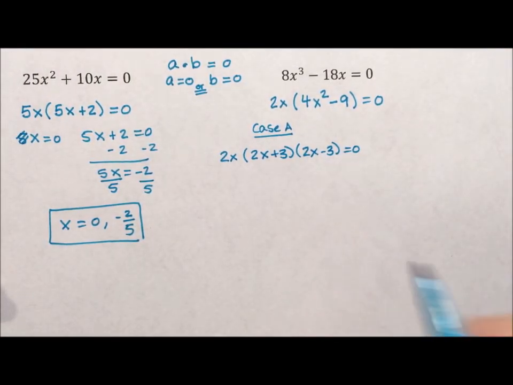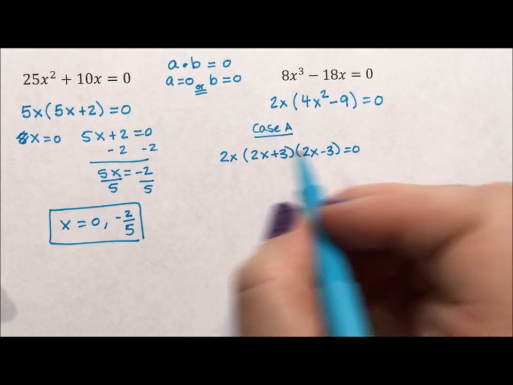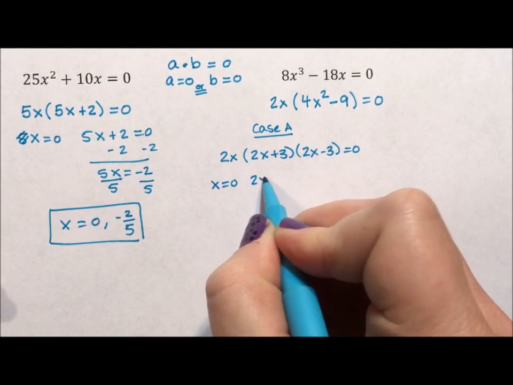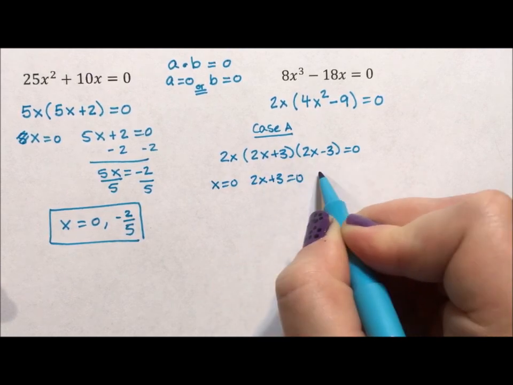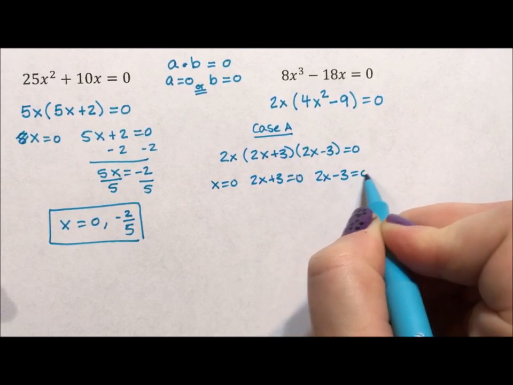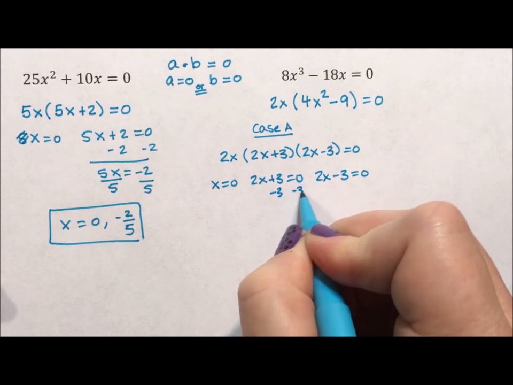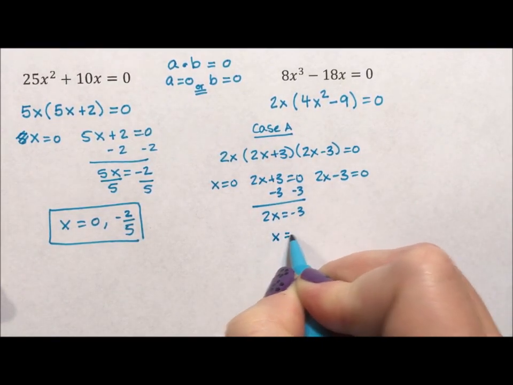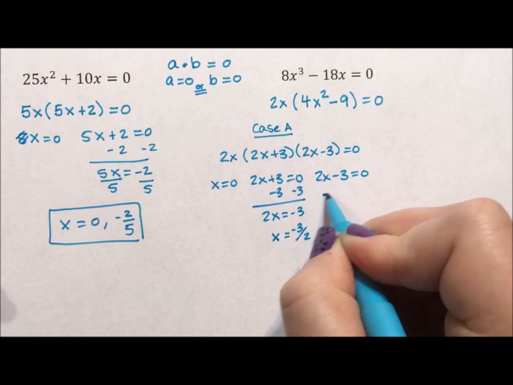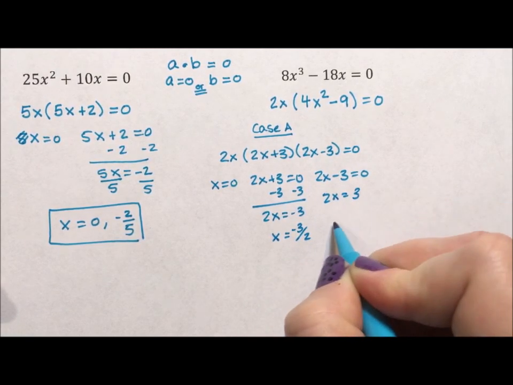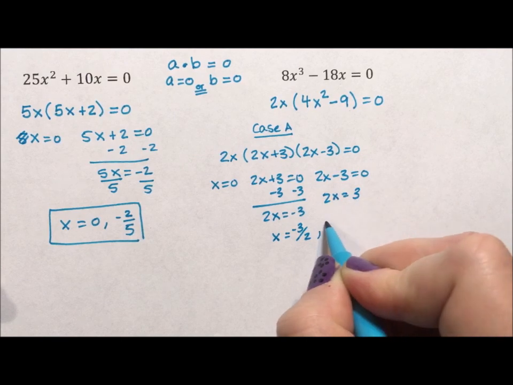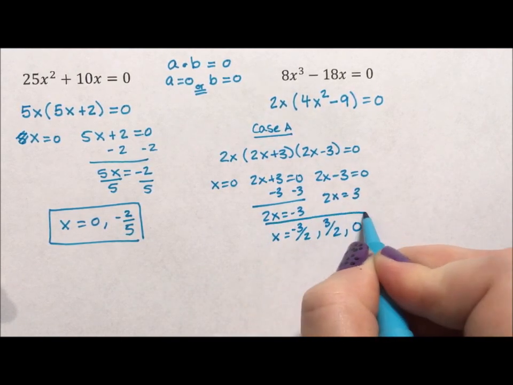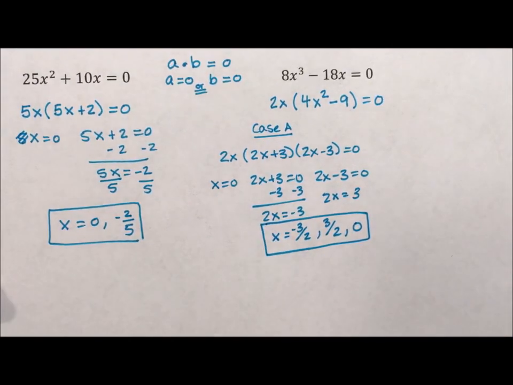And now, the items that are being multiplied together to equal 0: either the x is 0, the 2x plus 3 is 0, or the 2x minus 3 is 0. If I subtract the 3 over and divide by 2, I get negative 3/2. If I add the 3 over and divide by 2, I get a positive 3/2, and of course I need to not forget that 0, so I have my three solutions.